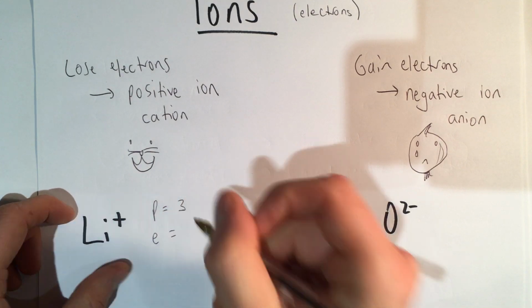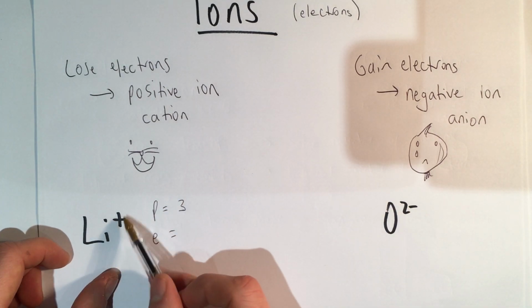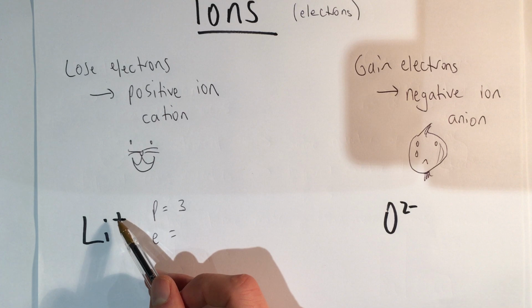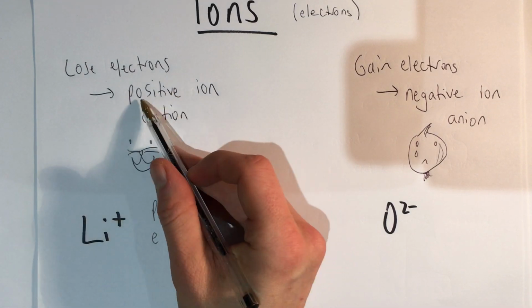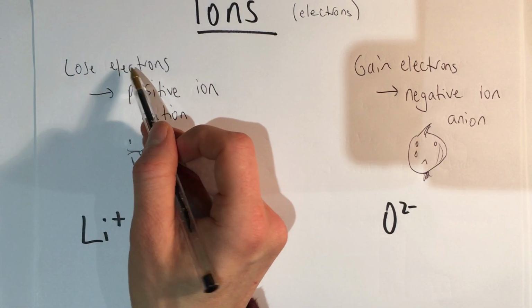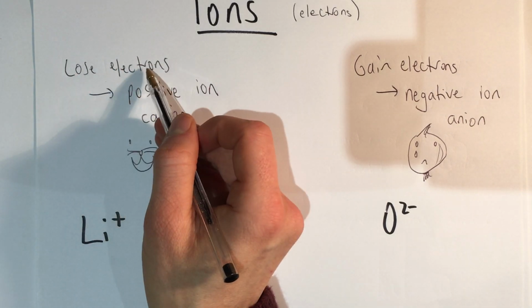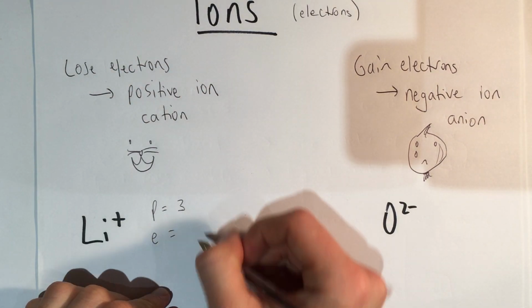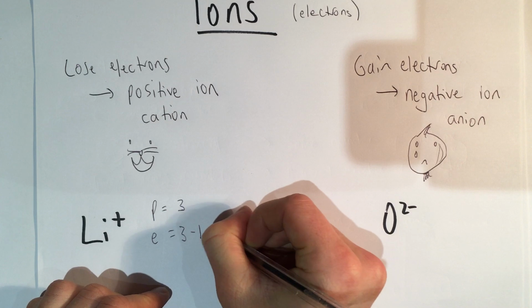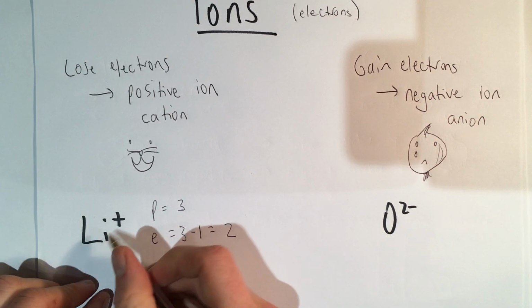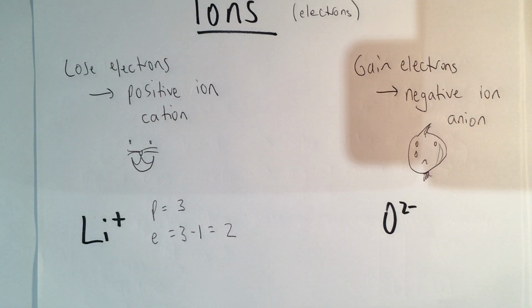What about the number of electrons? Well, this has got a positive charge, and there's no number, which means +1. So if it's positive, it's because it's lost electrons. And there's no number, so it's lost 1 electron. So the number of electrons, it was 3, but it's lost 1. So now the number of electrons is 2. That's what a lithium ion is.